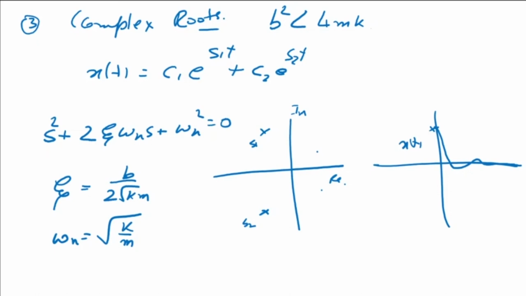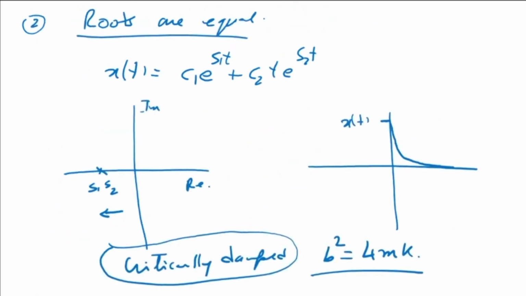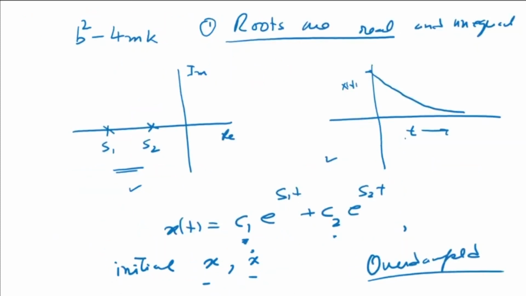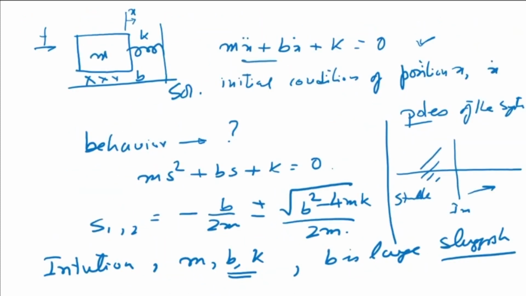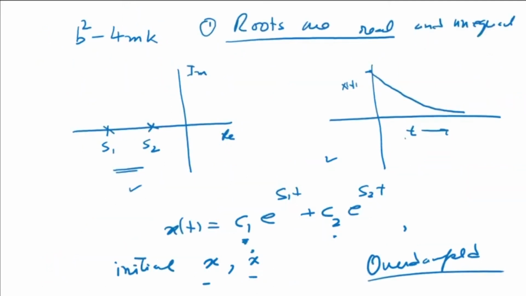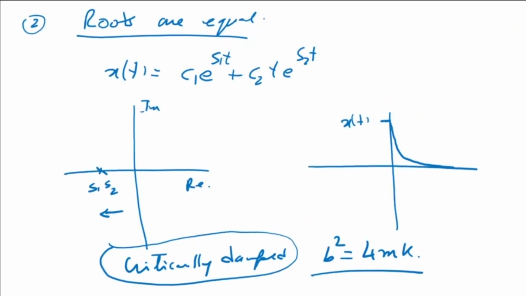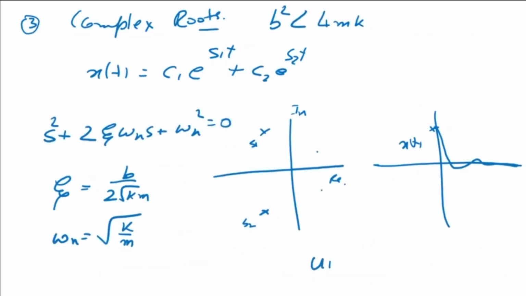Okay, now so these are the only three conditions that are there for a second order system that is represented by this equation. Okay, just depending on b squared is greater than 4mk, equal to 4mk, or less than 4mk. So depending on the values of m, b and k, the system is going to behave in a particular way. Now what way it is going to behave? Either it is going to be overdamped, it is going to be critically damped, or it is going to be underdamped. So this is an underdamped system.